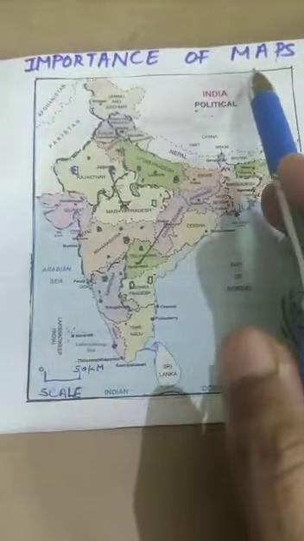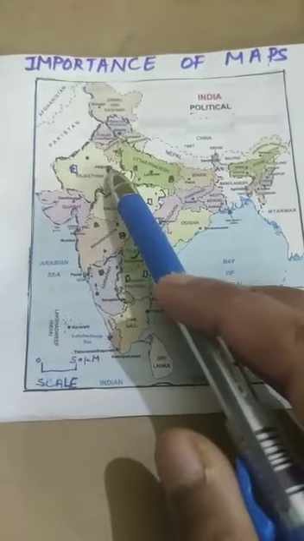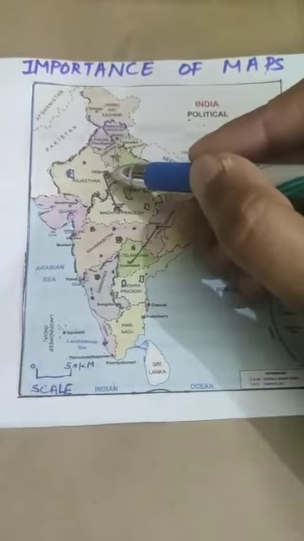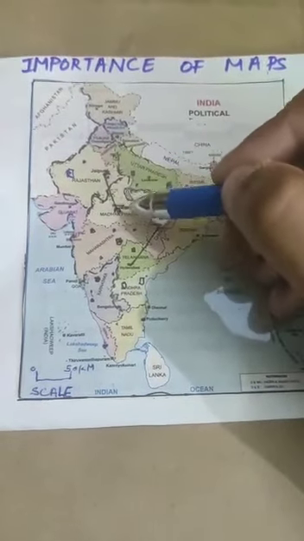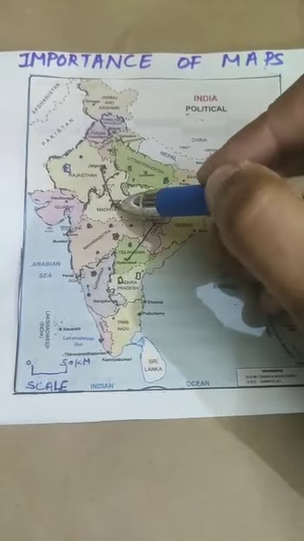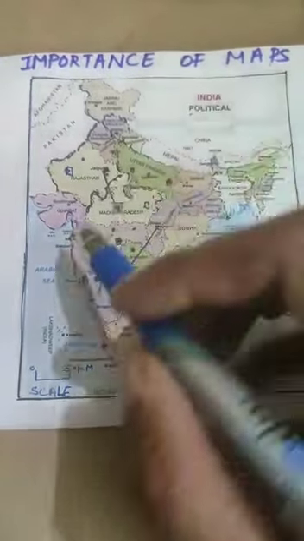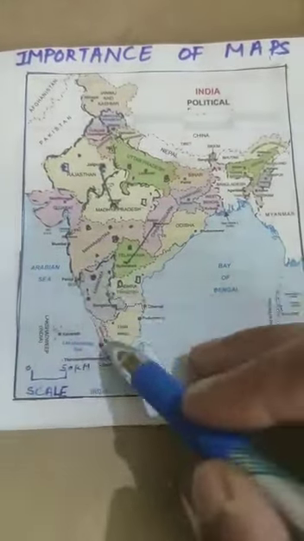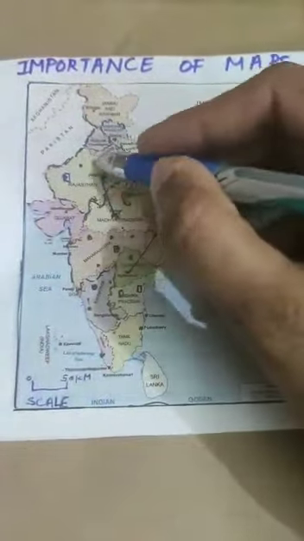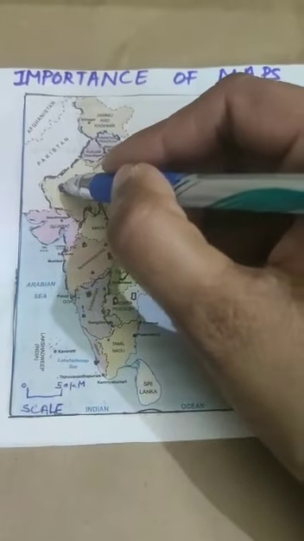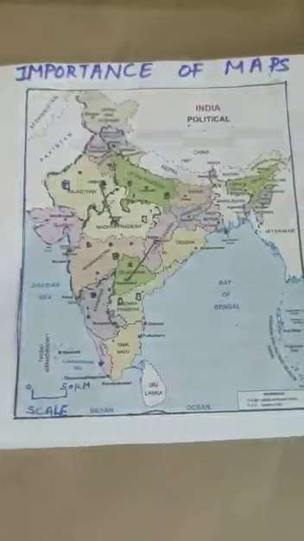Importance of maps. Maps help us to calculate distance between two places. For example, if you have to calculate the distance from Jaipur to Bhopal, you can easily measure it with the help of a scale. On a political map, you can easily get a clear picture of countries, states, capitals, towns, villages, etc.